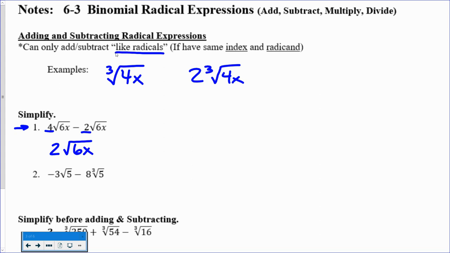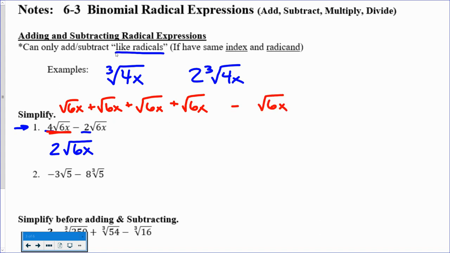Okay, if it makes sense to you, when I say 4 square roots of 6x, I'd have 1, 2, 3, and 4. That would be the long way to write 4 square roots of 6x, and then I'm taking 2 of them away. So then what am I left with? When I take away 2 of those, I'm left with 2.